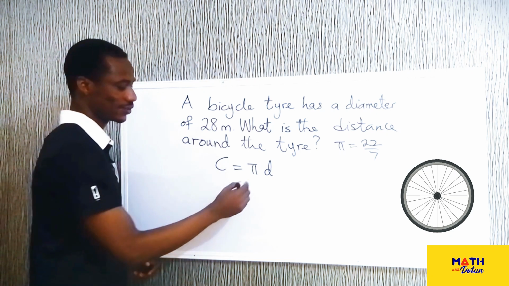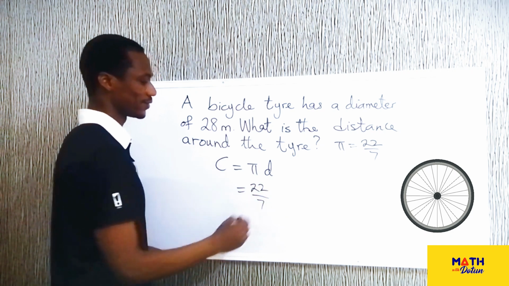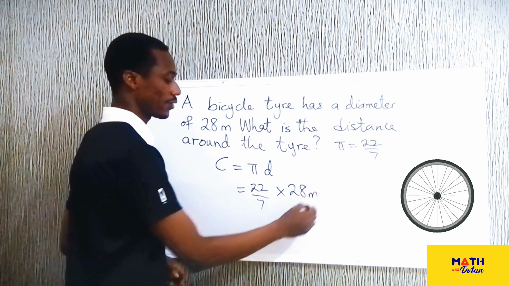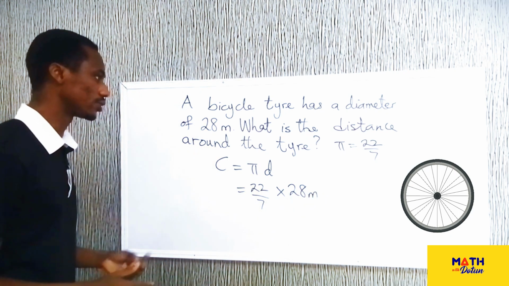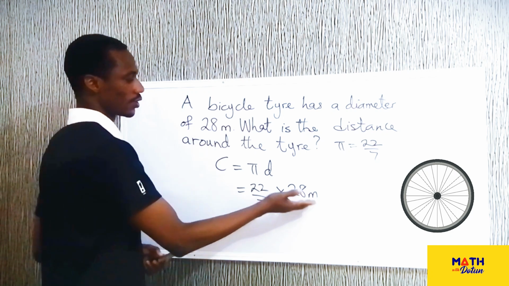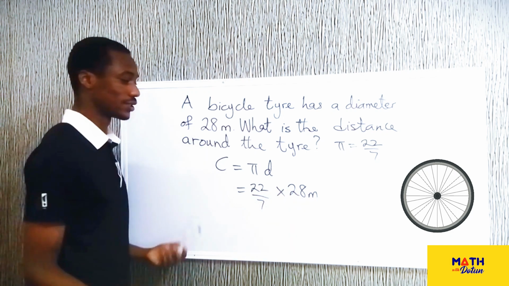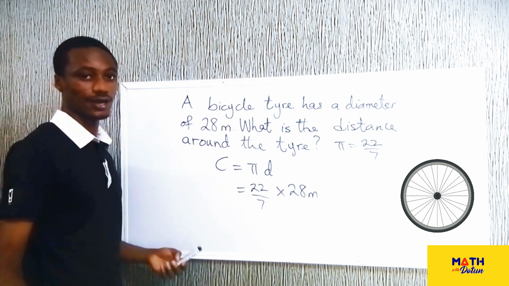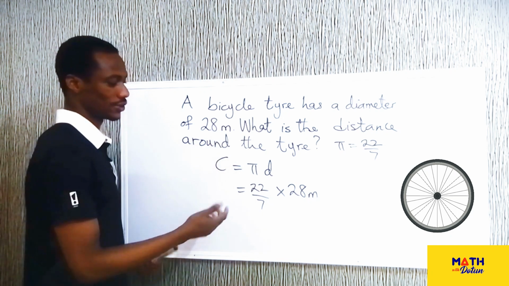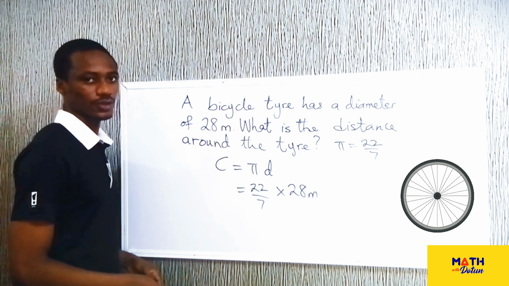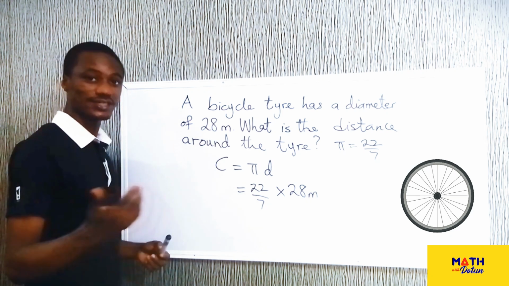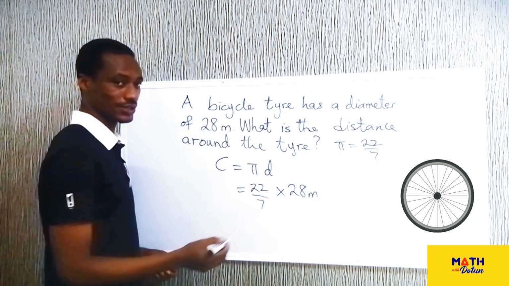So pi is 22 over 7, and the diameter is 28 meters. Another thing you should take note of when you're solving is the unit. Don't change it to centimeters, as I've seen in our work on the page, where many people will take a question like this and give the answer in centimeters. So please take note: if it's in meters, your answer should be in meters. If it is in centimeters, your answer should be in centimeters.